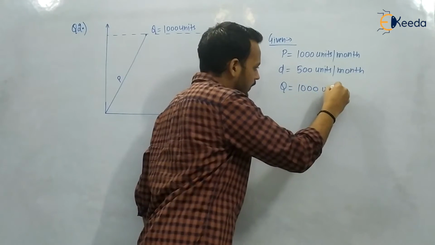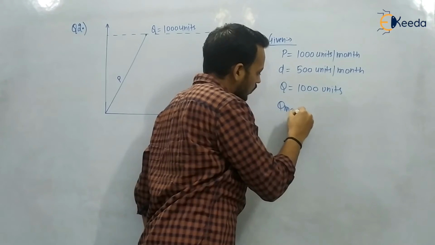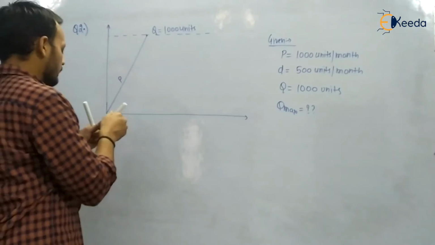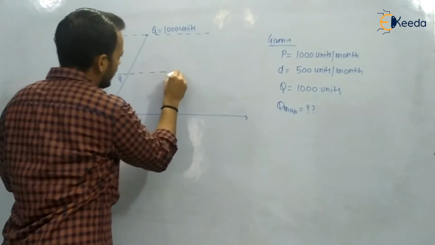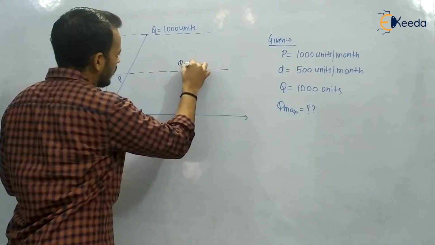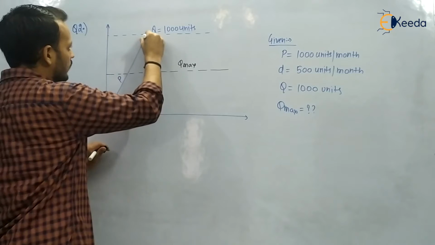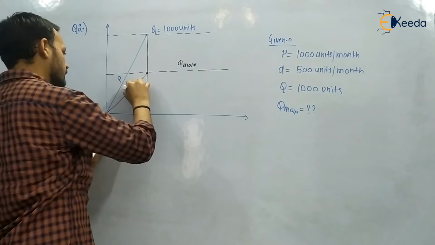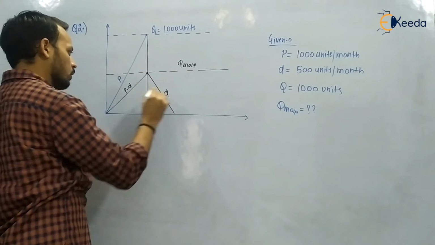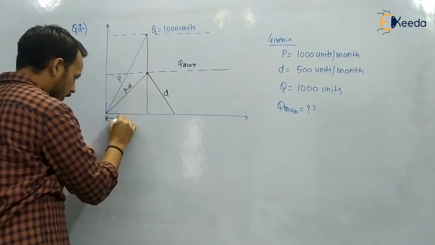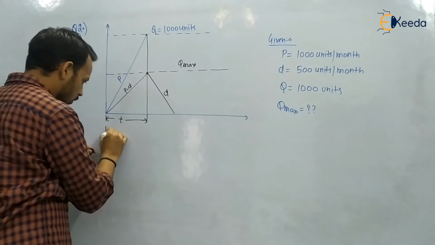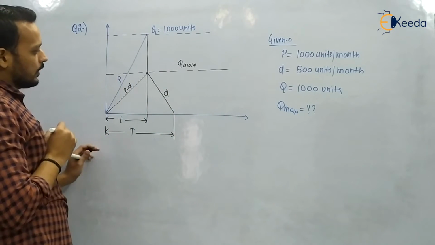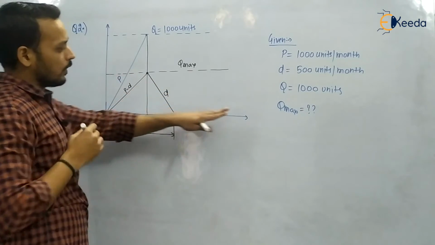So they have given these three pieces of information, and they are asking what is the value of Q max. So in this case we know that production and consumption take place simultaneously, and that has been written in the question, up to the point where maximum inventory is reached. After that only consumption is going to take place. So this is your T, small t or TP, and this is your capital T, the length of one inventory cycle.